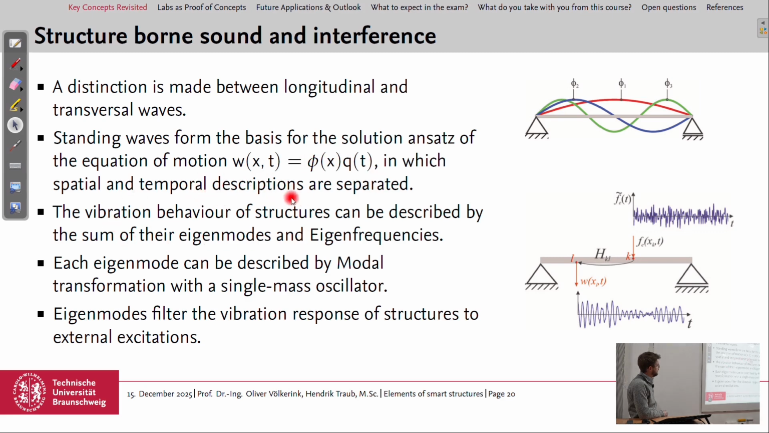And the vibration behavior of structures can then be described by the sum of their eigenmodes and eigenfrequencies. By modal transformation, each eigenmode can be described by a single mass oscillator, and we sum them up to model the overall behavior of the structure. Also, eigenmodes act as a filter on the vibration response. So even if a broadband signal excites or disturbs the structure, not all eigenmodes are excited.